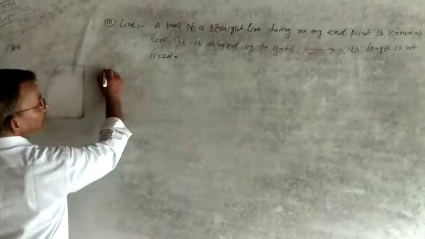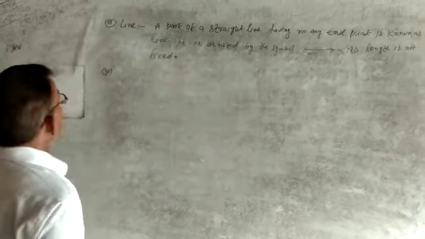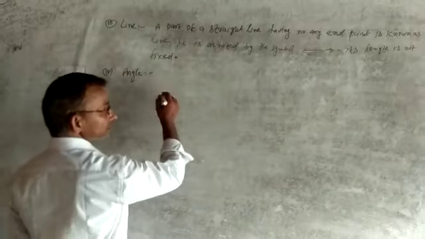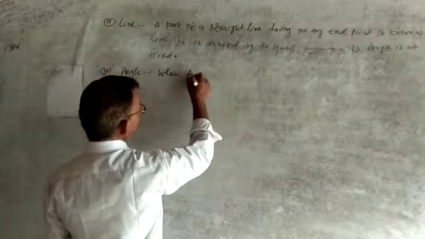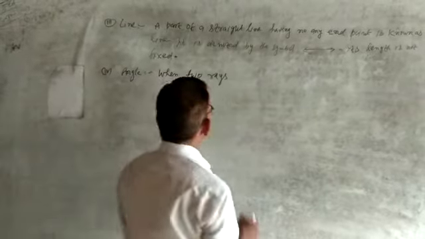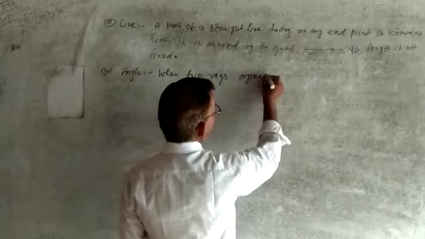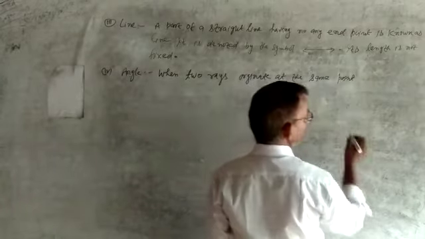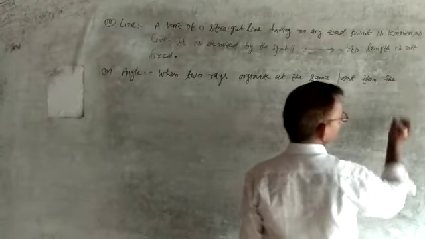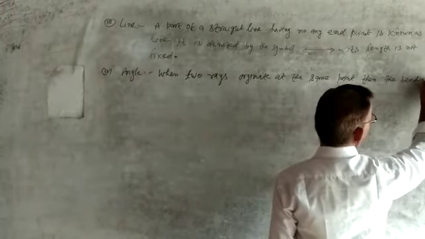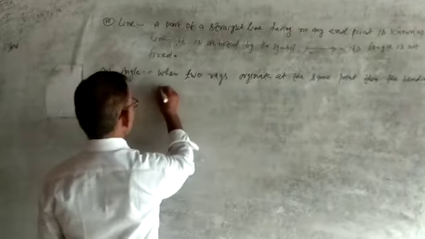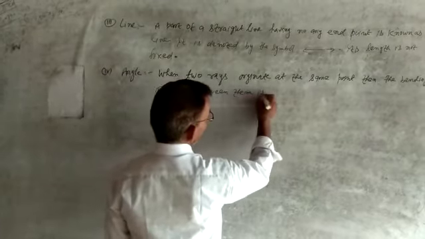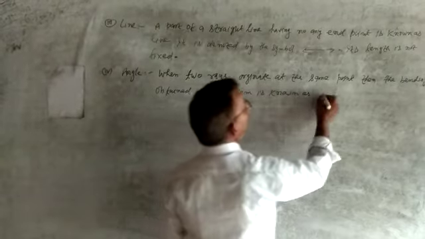Number 4, angle. When two rays originate at the same point, then the bending obtained between them is known as an angle.